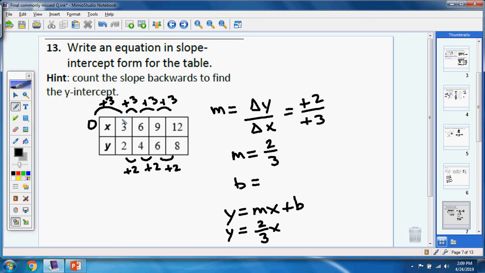So 0 plus 3 is 3. 3 plus 3 is 6. So I'm good there. All right, this one, again, it's all plus 2s. So if I count backwards, 0 plus 2 is 2. 2 plus 2 is 4.